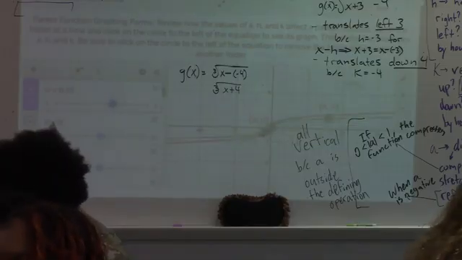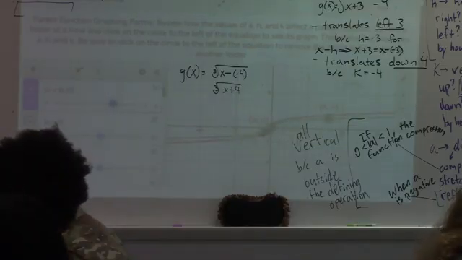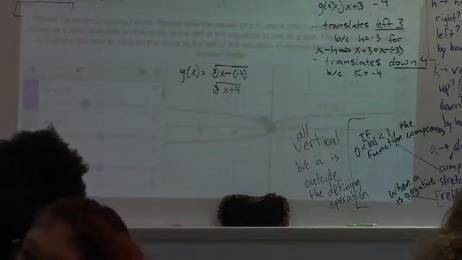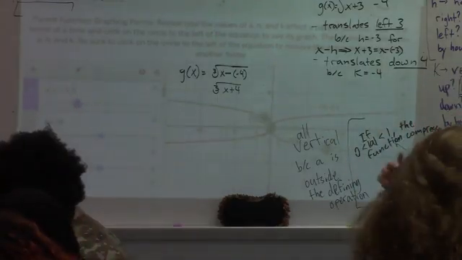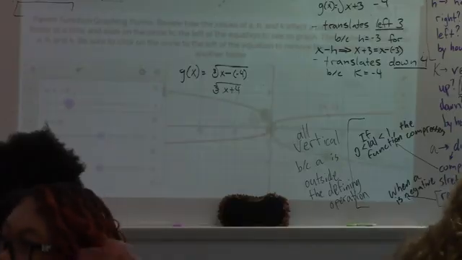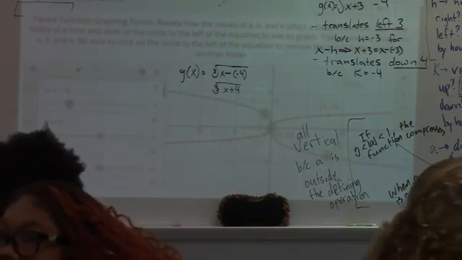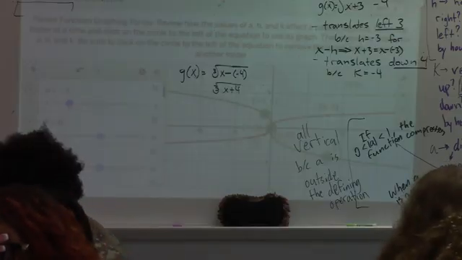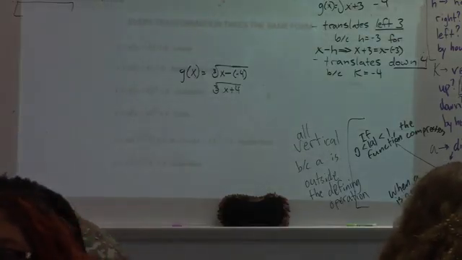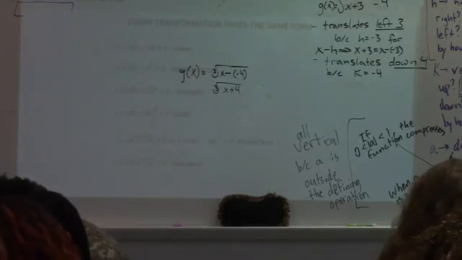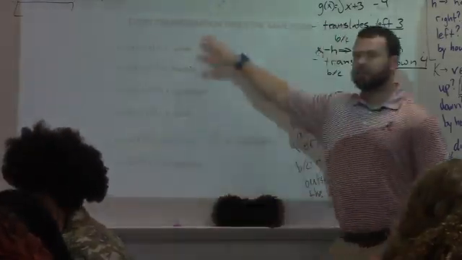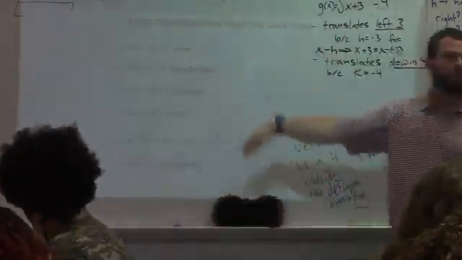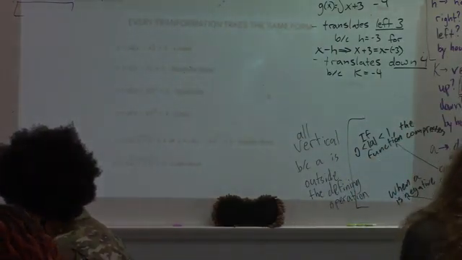If A is 0.75, did it compress or stretch? Compress. If A is negative, what did it do? It mirrors. It reflected, and now it's also a stretch. Notice these have held up for every type of parent function. And so every transformation takes the same form.